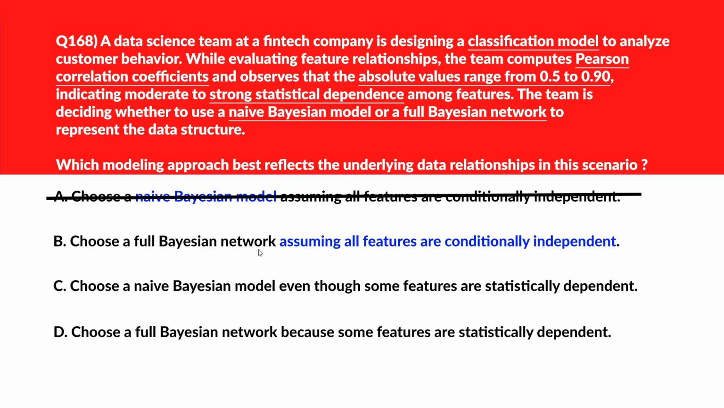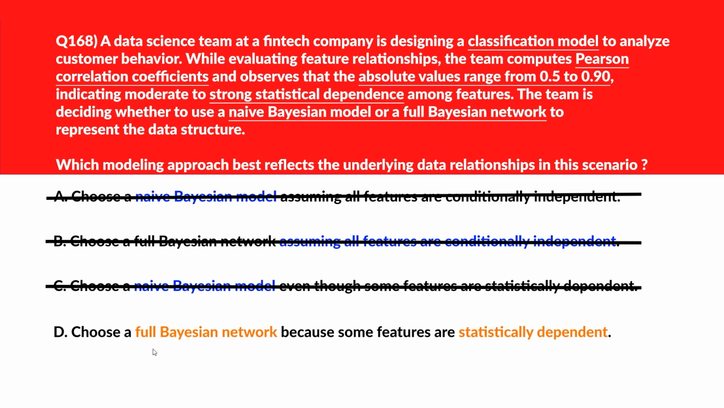B says choose a full Bayesian network assuming all features are conditionally independent. Full Bayesian networks are not suitable when assuming independence across features. Will eliminate it. Now let's move to option C. C says choose a Naive Bayesian model even though some features are statistically dependent. Naive Bayesian models don't model dependencies, making them unsuitable when features are correlated. Wrong answer. We'll move to now option D.